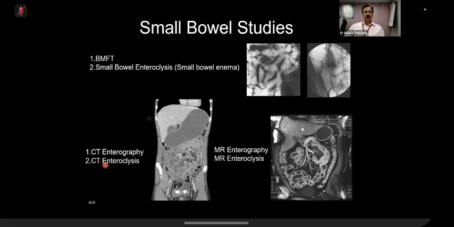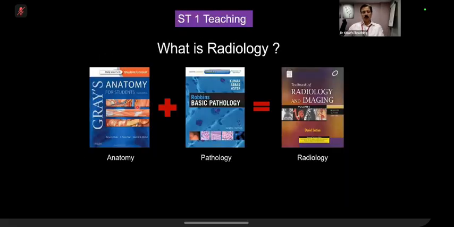We can also do a CT enteroclysis. Very few people are doing it, where we put in a contrast tube, just like small bowel enteroclysis. And then on MR also similar techniques can be done. MRE I am going to teach you because MRE is now very important for the exam. But MR enteroclysis, very few people are doing. Again, same technique. So these words should be in your vocabulary.